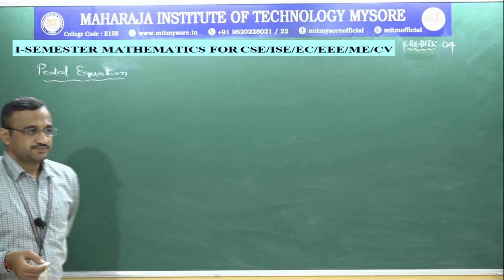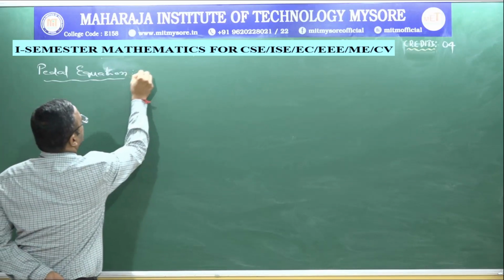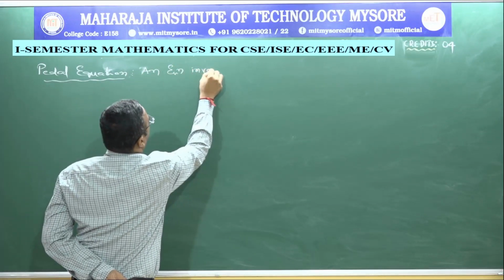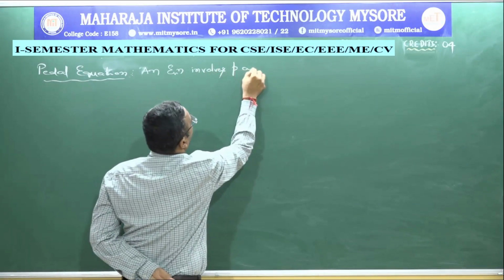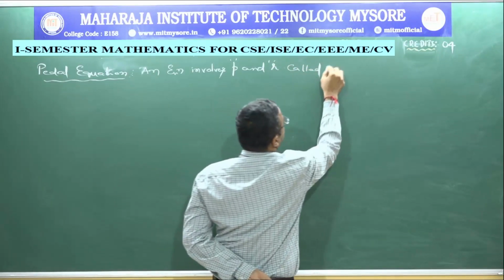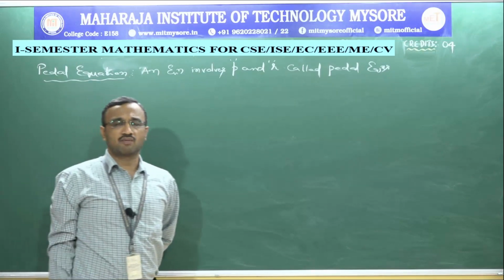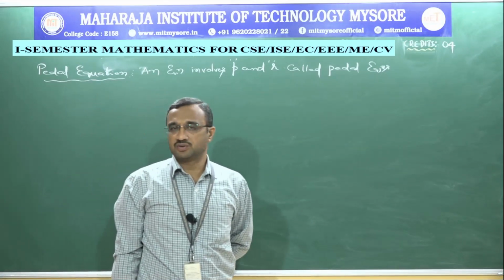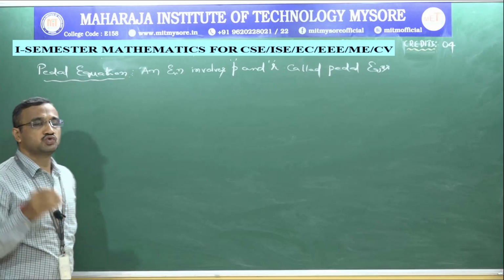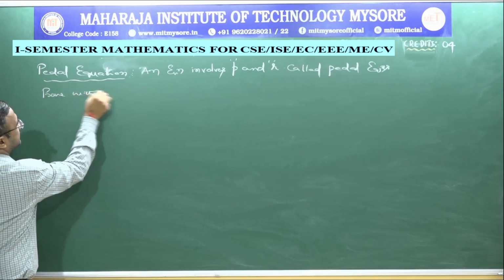So one important theorem is there now: the length of the perpendicular from the pole to the tangent. That is what I am going to prove now. An equation involving p and r is called a pedal equation. So we are going to derive a very important theorem, the length of the perpendicular from the pole to the tangent. Simply, they ask in the examination, prove with usual notations.